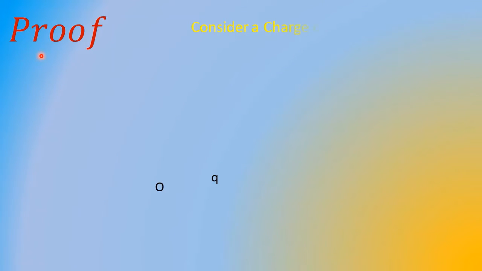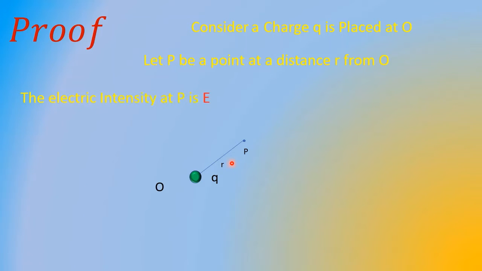Proof of the Gauss's theorem. Consider charge Q is placed at O. Let P be a point at a distance r from the charge. The electric field intensity at P is E, that is acting radially outward. That's given by the equation E is equal to 1 by 4 pi epsilon 0 Q by r square.